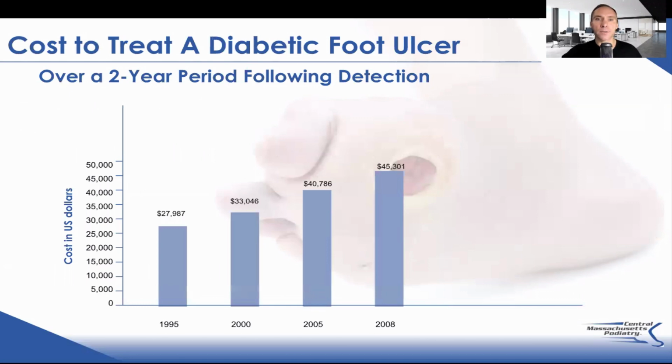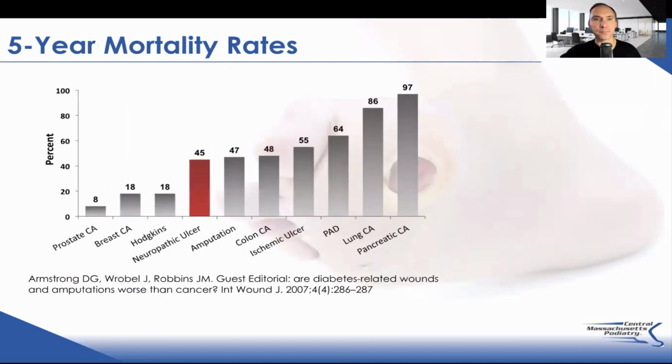The cost to treat a diabetic foot ulcer, here you can see it's just a very expensive proposition. Over a 2-year period, with the diabetic ulceration being debrided in the office, patients coming back for additional exams and things like that, it's very expensive, upwards of $45,000, and that was in 2008. Now this is many years after, and so the price just keeps going up.